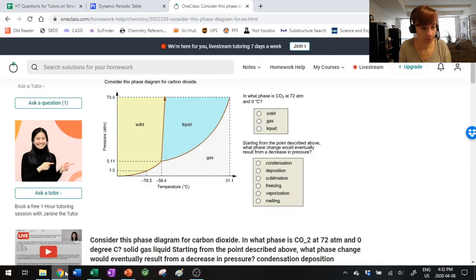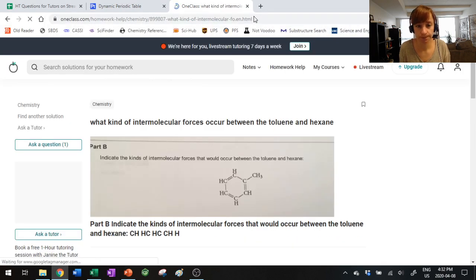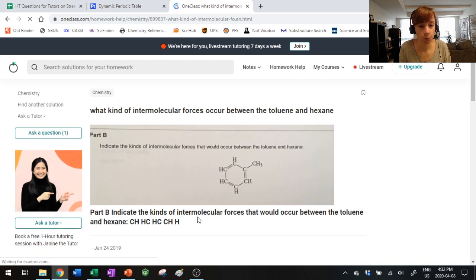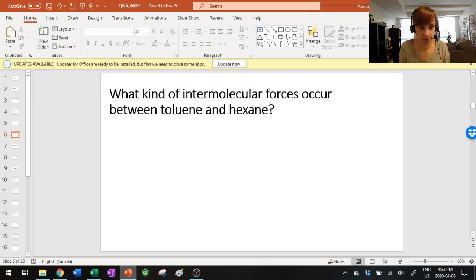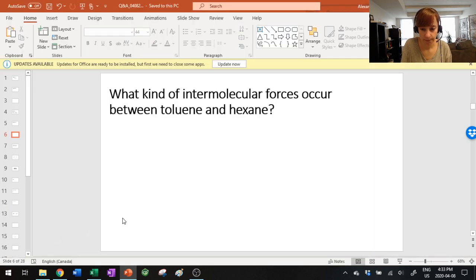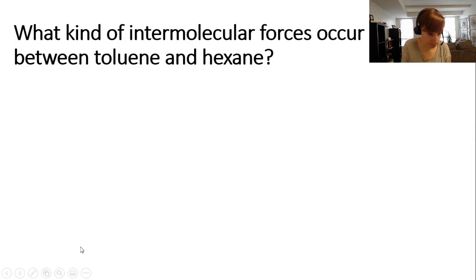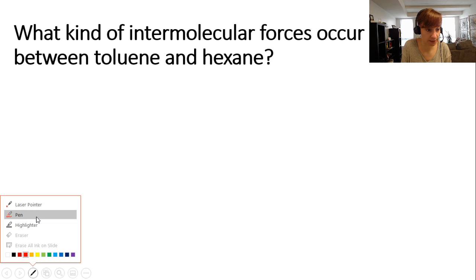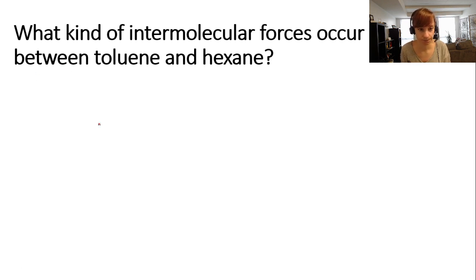Okay, on to the next question. Okay, so what kind of intermolecular forces occur between toluene and hexanes? I'm going to flip back to my PowerPoint just so I can draw out what toluene and hexanes look like. So that should help give you an idea as to being able to identify the molecular forces between the two. So toluene is an aromatic ring, or a phenyl ring, like that, but it has one methyl group. So this is toluene.